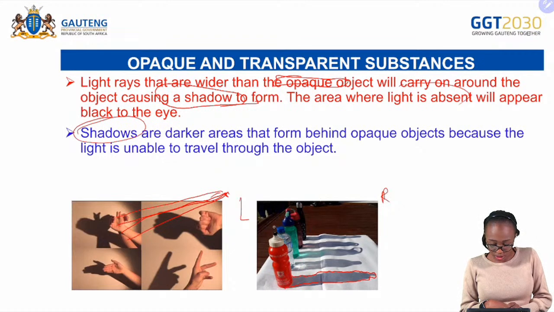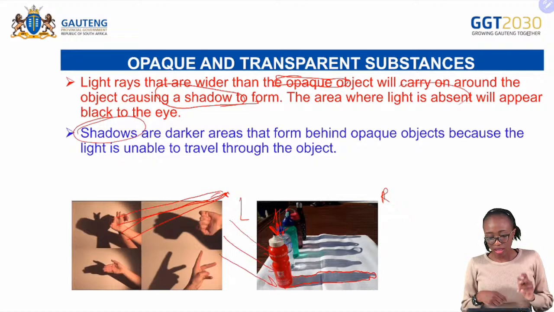The object is this bottle. Let's focus on the one. This bottle is the object. Let's say these are light rays. Light is unable to go through the bottle, so then a shadow forms.